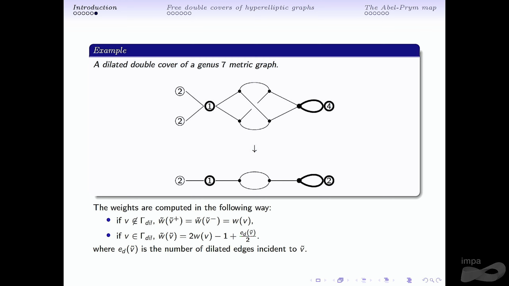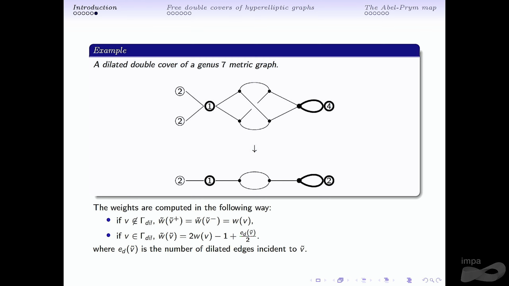And this is an example of a weighted, dilated double cover of a genus 7 metric graph. So you can see here that the thickness is the gamma dil, the set of points that have only one preimage. And we will give them a multiplicity, which is in this case 2, because we consider double covers. And whenever we have a weight function on the target curve, we can recover the weight function on the source curve by the harmonicity formula.